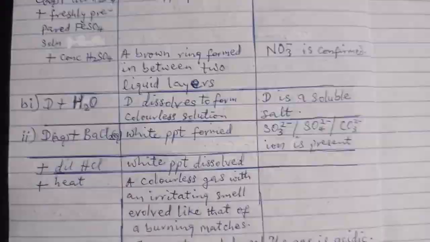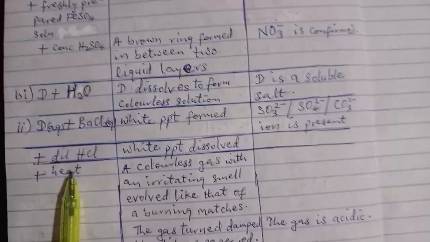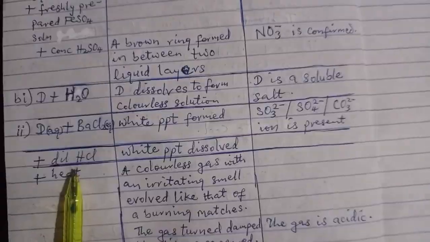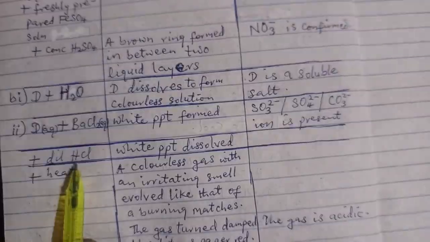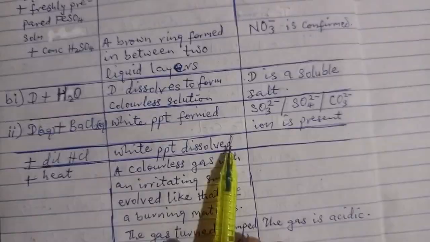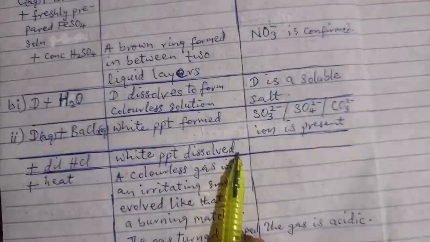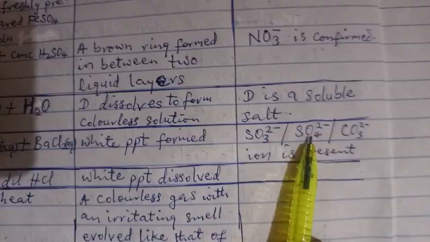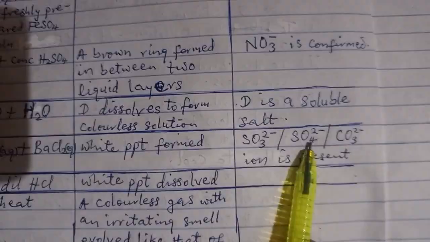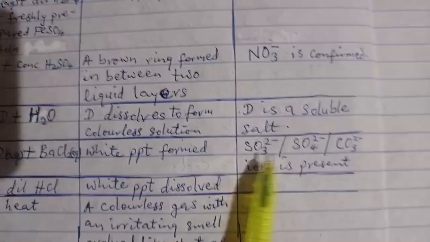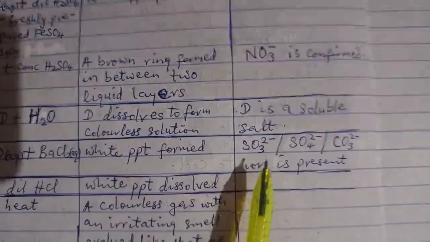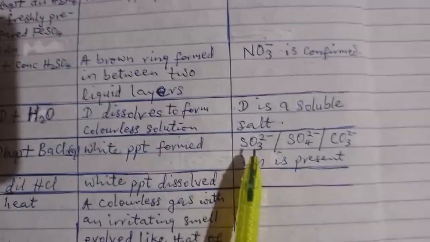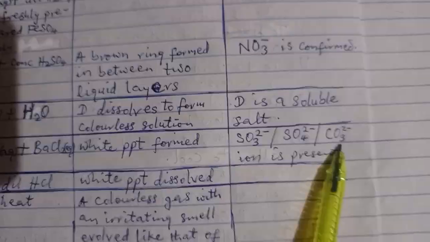Okay. Now, they said again you should do what? Add dilute HCl. When you add that, the white PPT dissolves. If the white PPT dissolves with dilute HCl, now you should remove your mind from this. This will not dissolve, but this and this can dissolve. And then a gas is coming out. The gas is what will differentiate this from this.